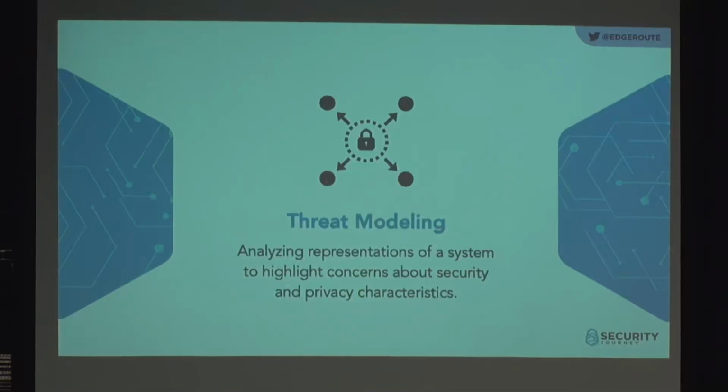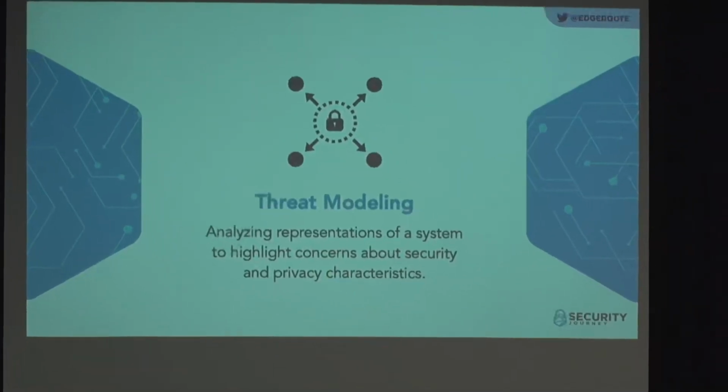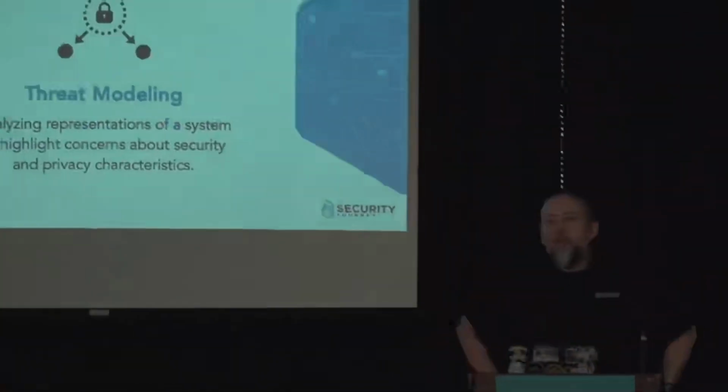But analyzing representations, what's a representation? A representation could be a data flow diagram. It could be a piece of code, in a threat modeling as code type of world. It could be something that's drawn on a napkin, not even a data flow diagram, just a couple of boxes on a napkin, right? That's a representation. But at the end of the day, it's all about what are the security and privacy challenges that we have with this, and what are we going to do about it?